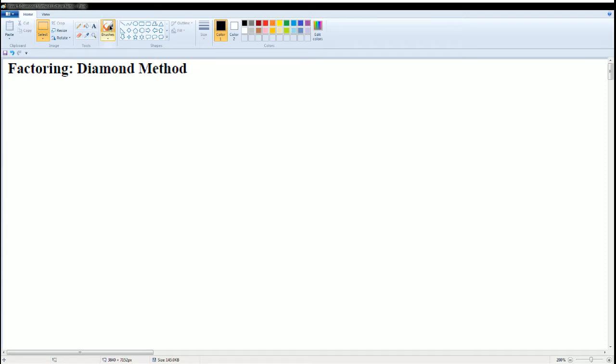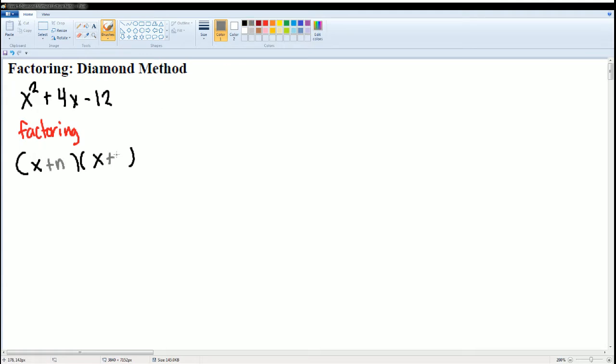I want to explain to you what is factoring. We can start with a standard form of a polynomial. An example would be something like x squared plus 4x minus 12. Then there's going to be this process called factoring. In that process of factoring, you are now going to get a result of something that looks like this: (x plus n)(x plus m).